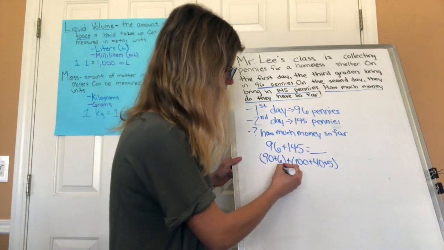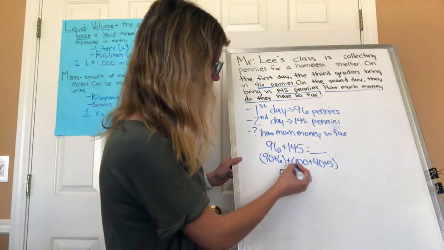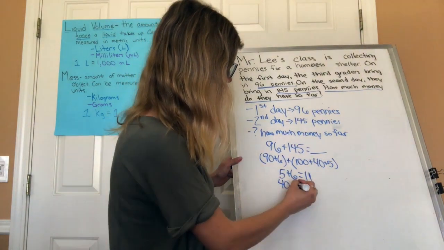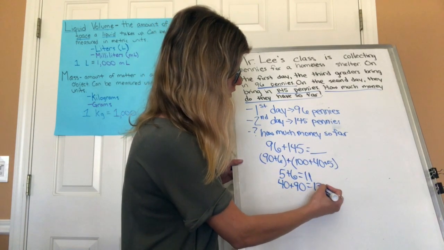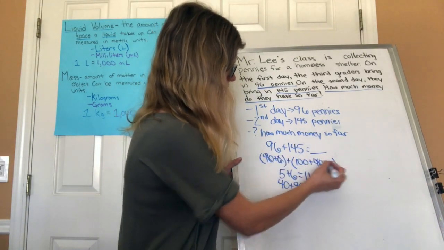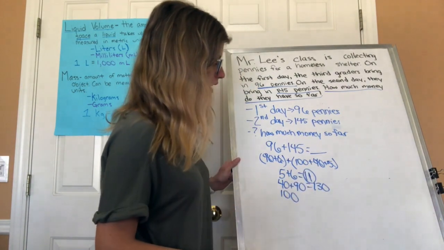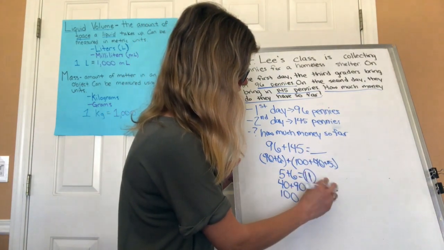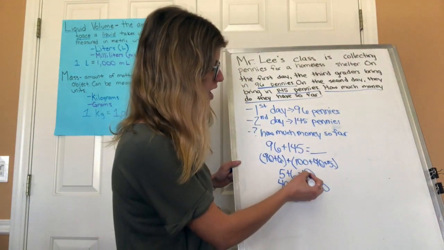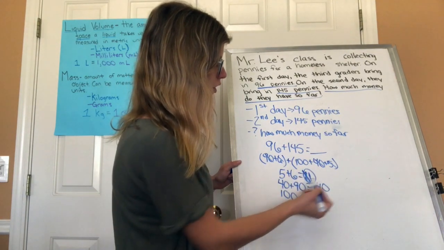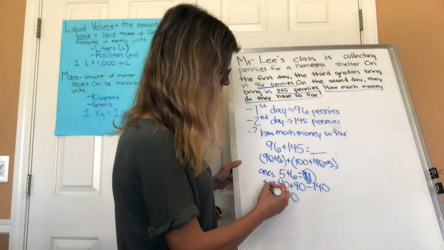So let's add my ones. If I did 5 plus 6, that would equal 11, and then 40 plus 90, 9 plus 4 is 13, so I know I'm going to have a 0, so 130, and then 100. But I know that since I have 11 here, that means that I have an extra 10. So I'm going to actually make this into 140, because if I have an extra 10 here, I'm going to regroup that 10 and put it where I added my tens place, because this was my ones, my tens, and my hundreds.